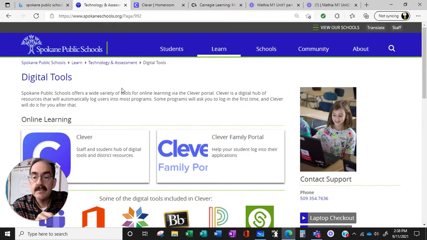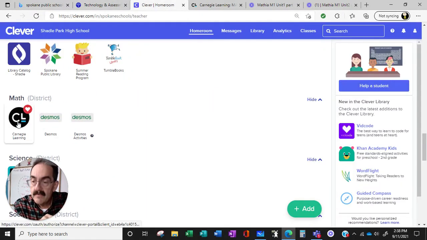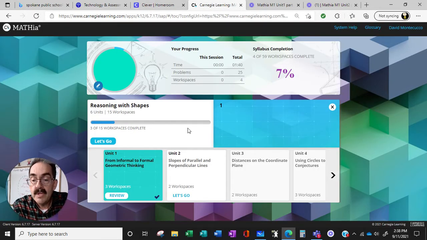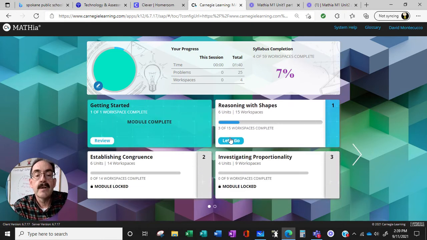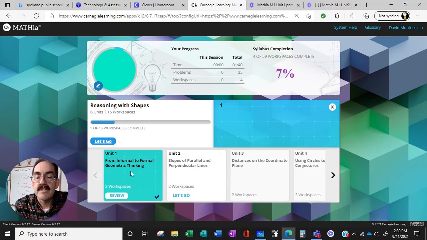Find the digital tools, find Clever, find CL, Carnegie Learning. Then when you click on it, we're in this Unit 2. So how do we find that? You're here and you just click Let's Go. If you want, you can click on the white area here to see that hopefully you finished informal and formal. And we're in this slopes of parallel and perpendicular lines. And we're in Let's Go.